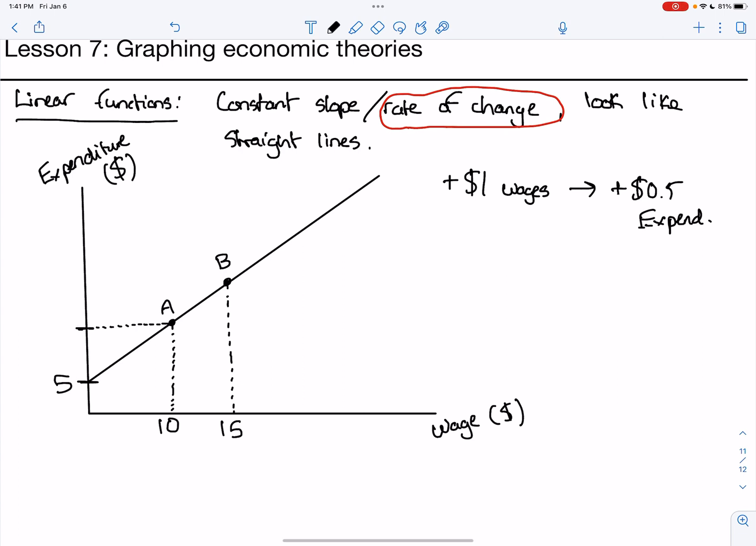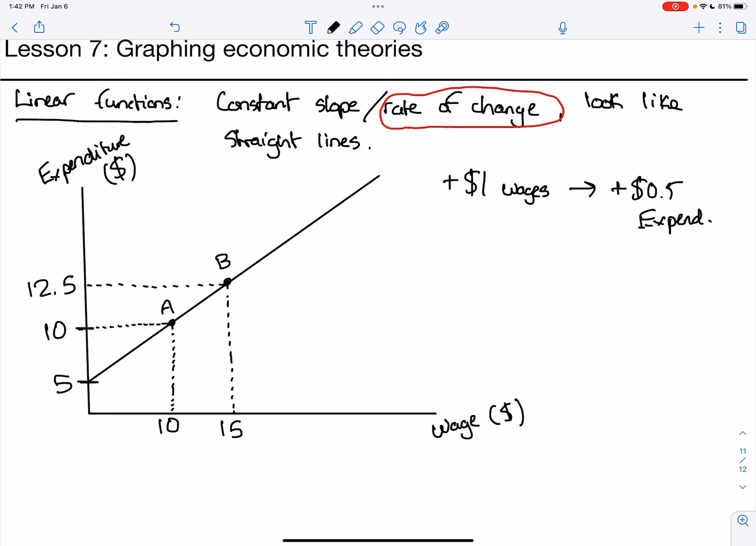So we have 10 over here. And then we would have an increase of $5 in wages, from 10 to 15. So that would be an increase of $2.50 in expenditure. So we would have 12.5 here, something like that. I'm just trying to make the example consistent with what we said before.